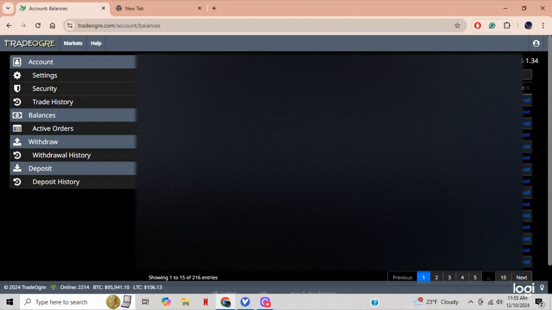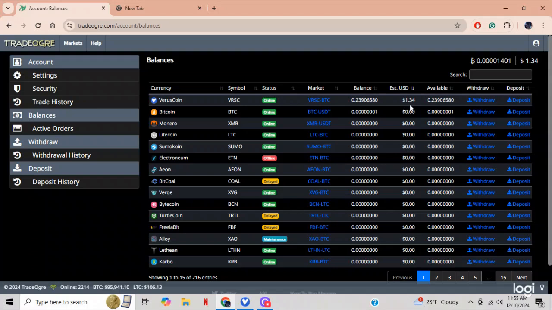Okay, here I am. I'm in my account. Whew, man, that Verus Coin is dumping today. I did have $1.44 here, now I'm down to $1.34. But anyways, this is my desktop right here, and I've got to get this up to at least one Verus Coin so that I can sell it and get Bitcoin.